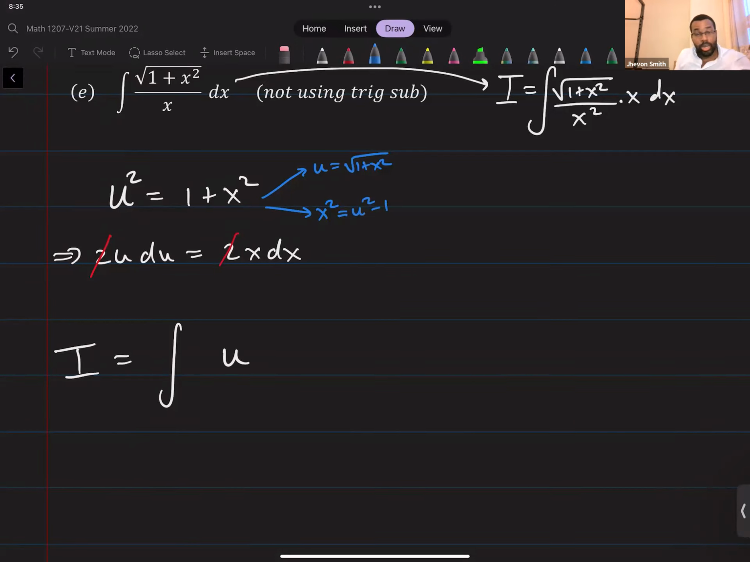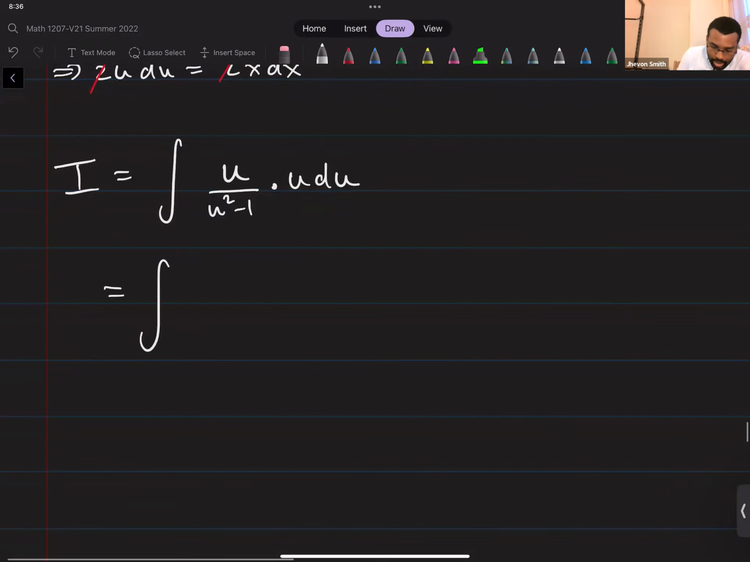So wherever I see an x squared, I can replace it with u squared minus 1, and wherever I see a u, I can replace it with the radical of 1 plus x squared, or vice versa. So the top gets replaced by u, the x squared gets replaced by u squared minus 1, and the x dx gets replaced by u du. So now my I is this integral.